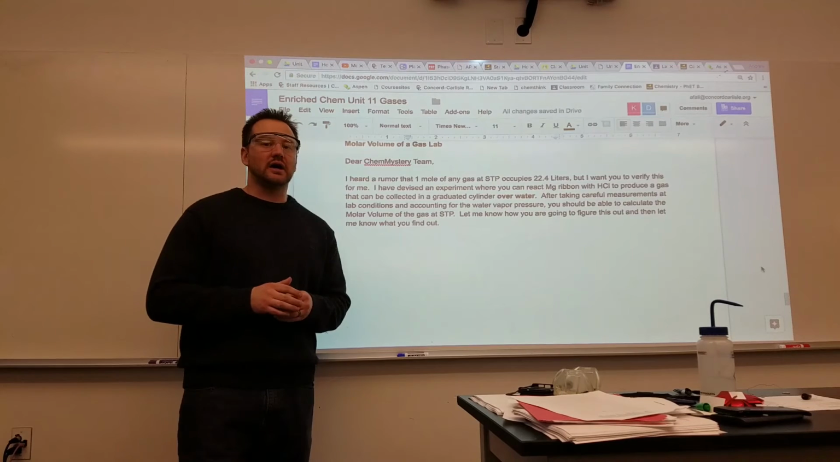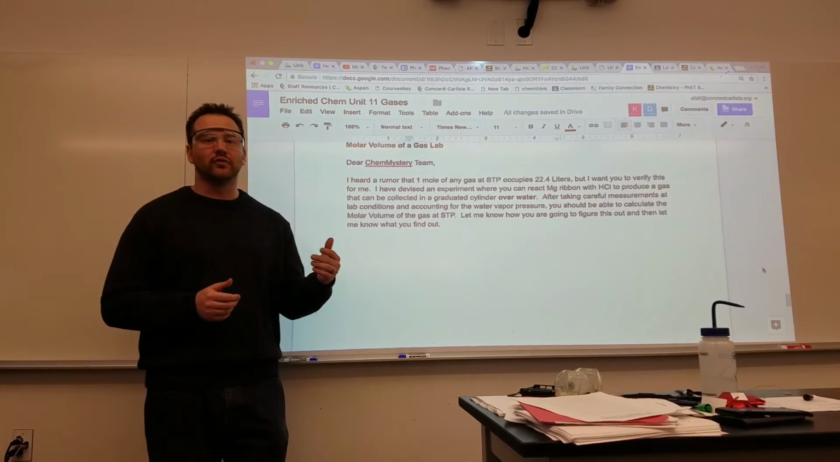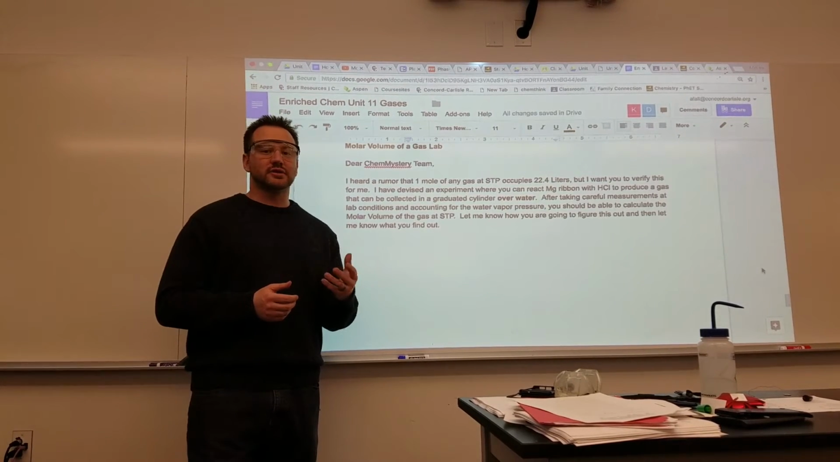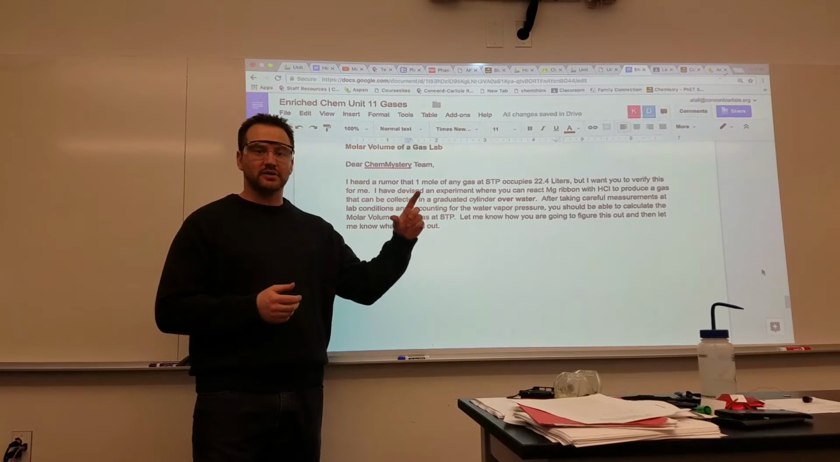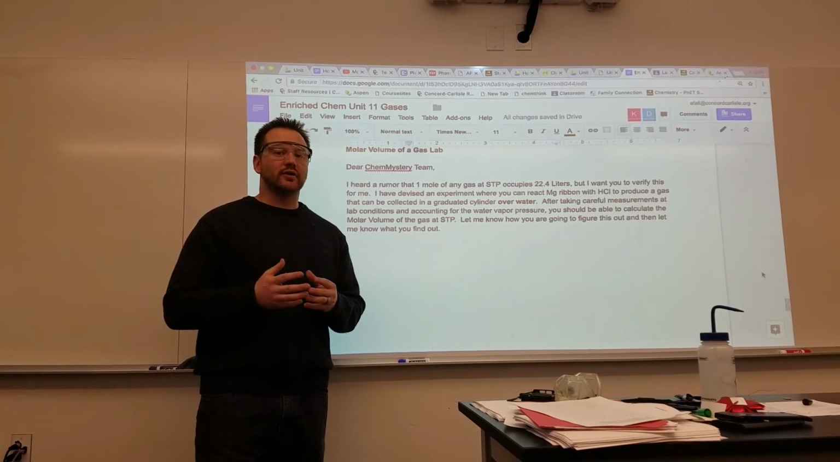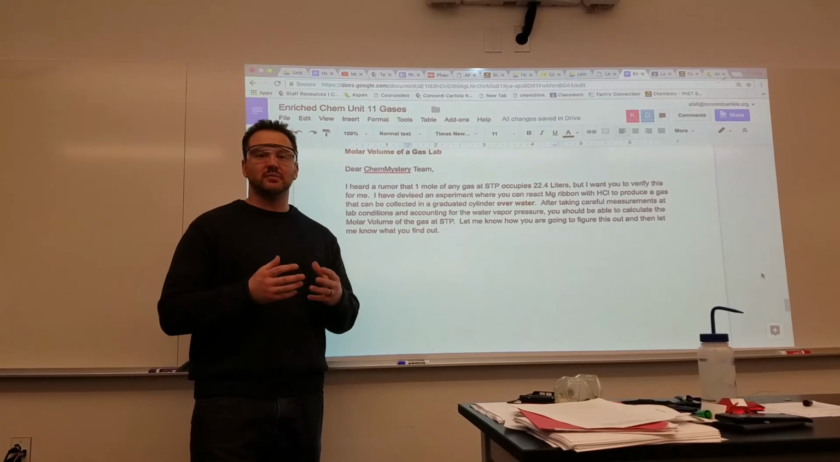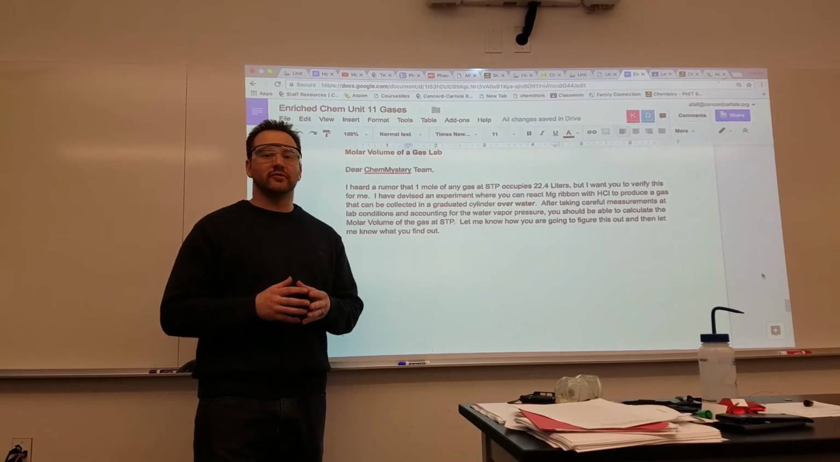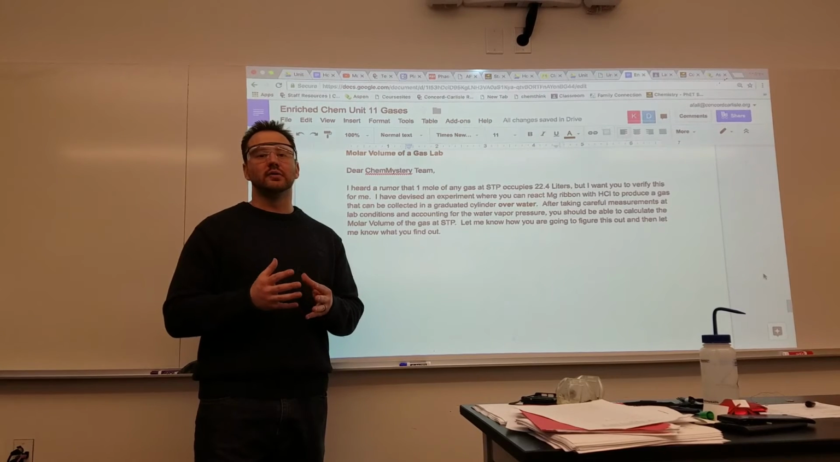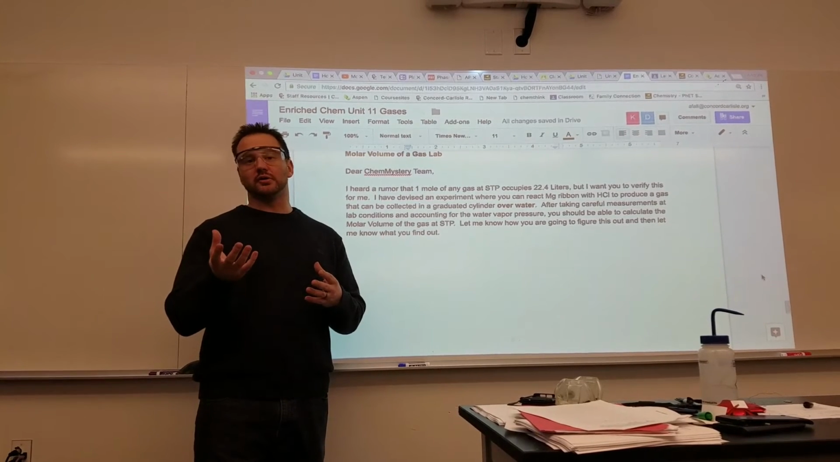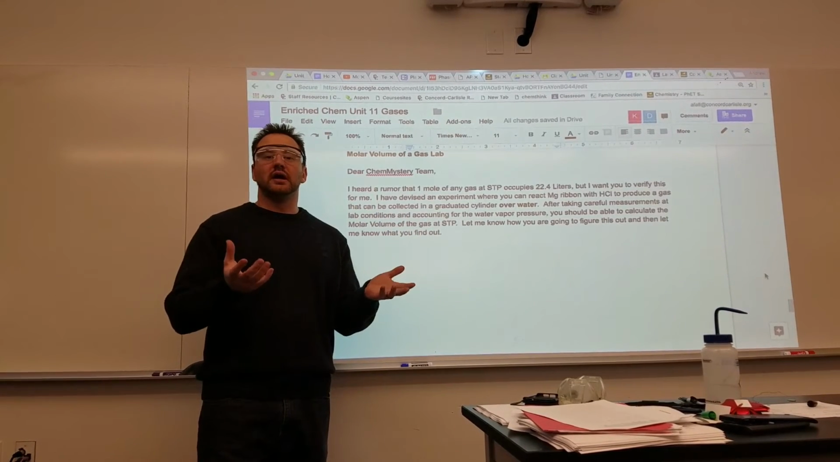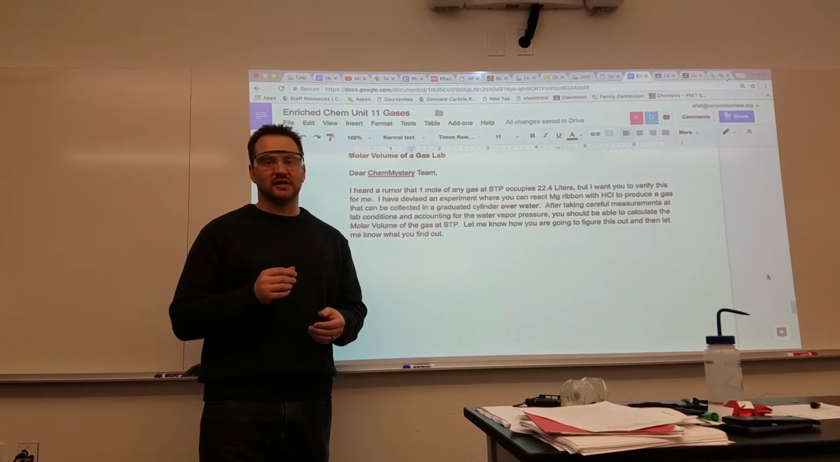Another thing you have to account for is the fact that since you're collecting it over water, in addition to the hydrogen gas you're producing, which is what you want to measure, you have water vapor being produced. And the amount of water vapor present in a gas system collected over water is going to be a function of temperature. So what you're going to need to do is subtract the water vapor pressure from the atmospheric pressure, and that will give you the pressure of the hydrogen gas you collected.